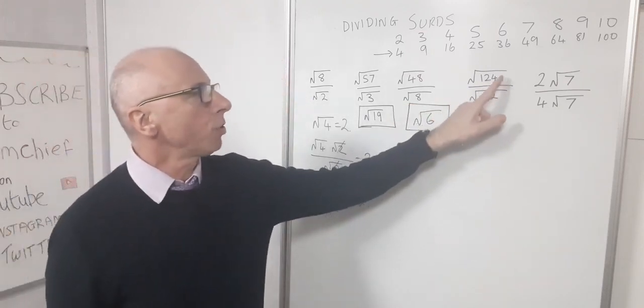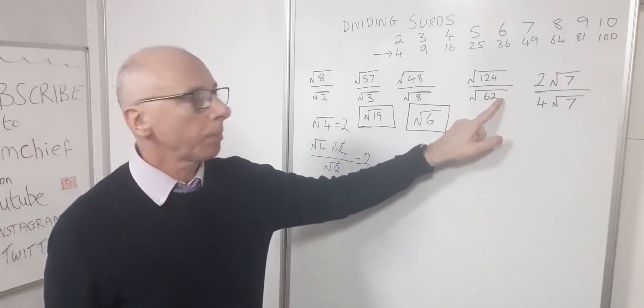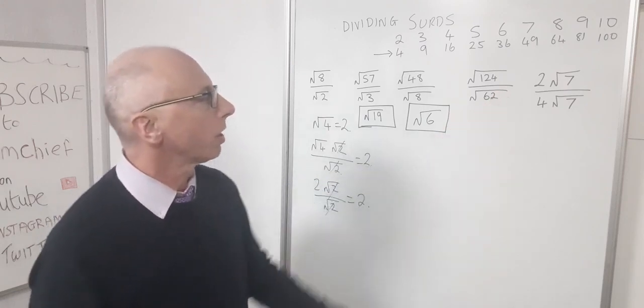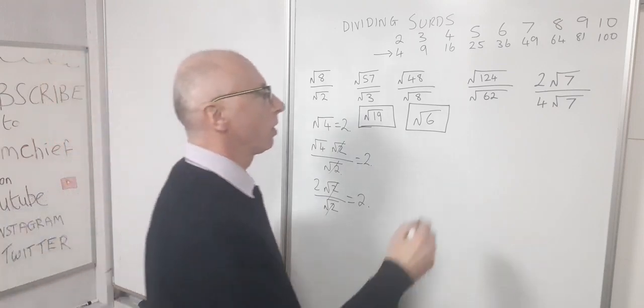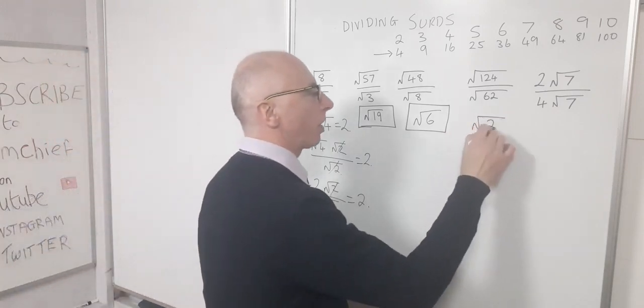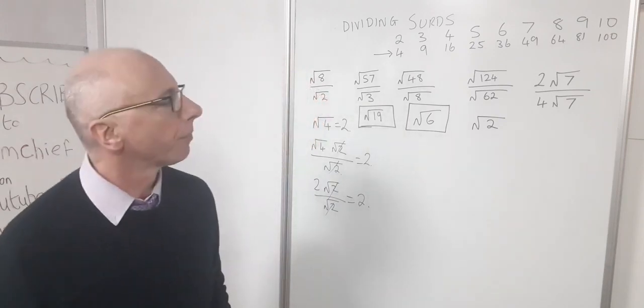Now what about root 124 divided by root 62? Well, 124 divided by 62, that is 2. So therefore I've got 2 as my answer.